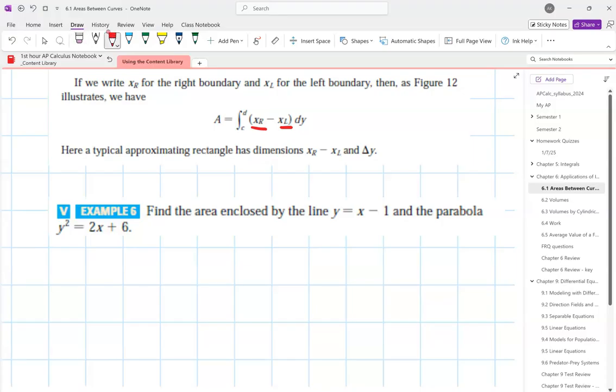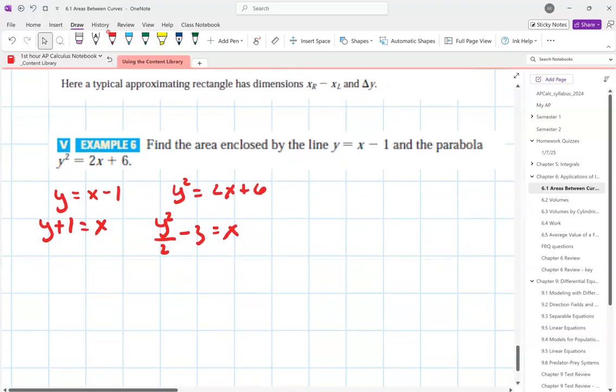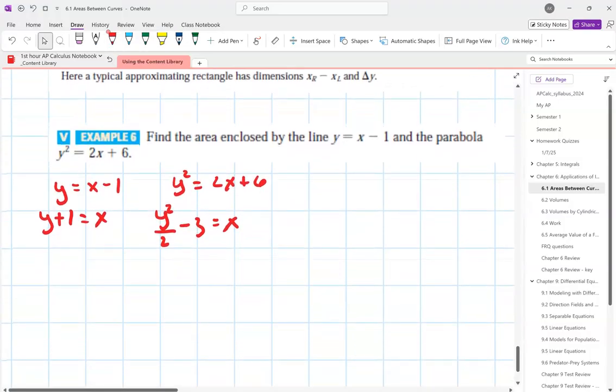So I'm going to start by just getting these things as x equals. For the first one, I just add 1 to both sides, and I have an x equals equation. For the second one, I have to subtract 6 and then divide by 2. Now I'm going to have to find the bounds of integration. So I'm going to set these two things equal to each other.